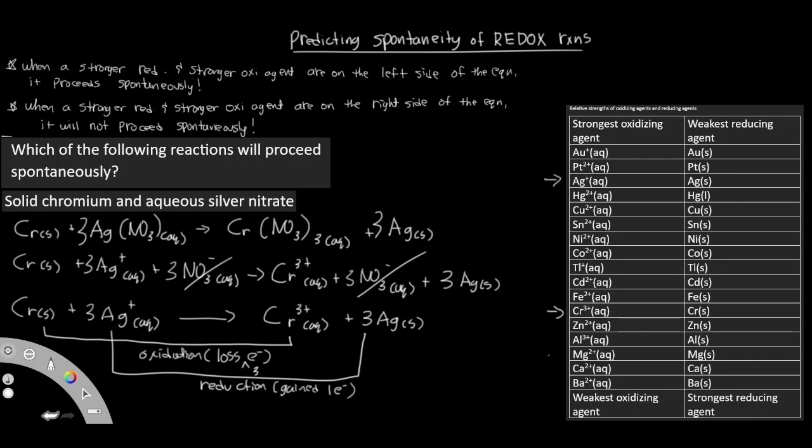Cr is all the way down here. So which one is stronger? Obviously the Ag+. Okay, so the Ag+ is stronger. So we'll just put here that this is the stronger oxidizing agent.